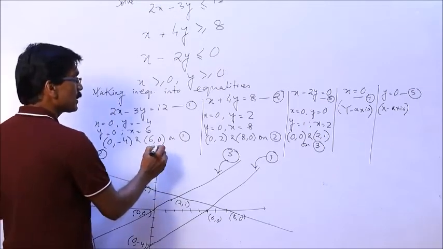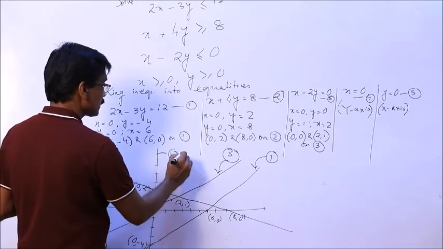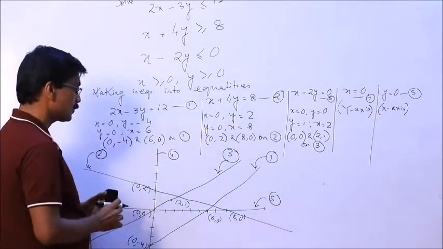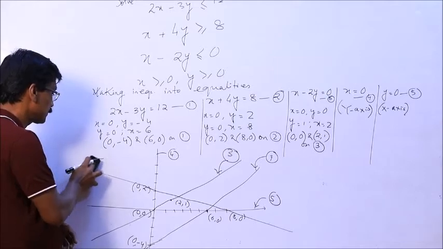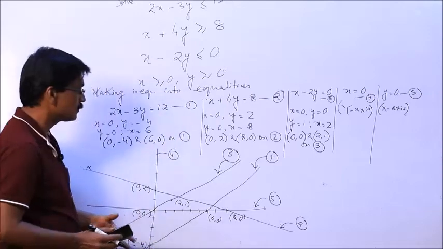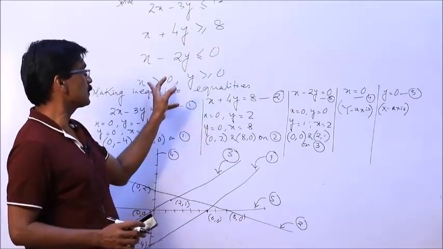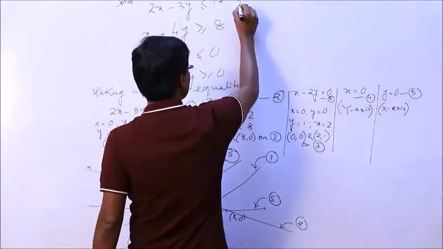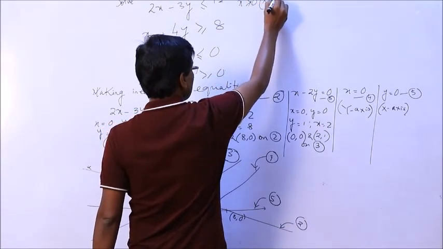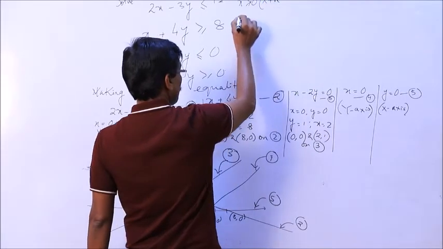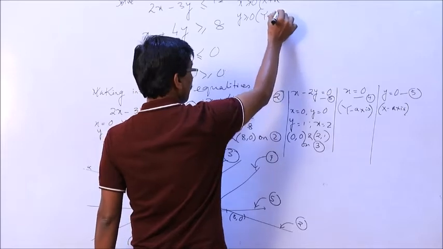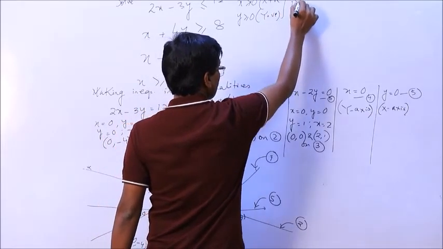Then y axis is equation 4, x axis is equation 5. So, we have 5 equations and we mention accordingly. X positive, y positive: x greater than or equal to 0 means x positive, y greater than or equal to 0 means y positive. So, these two is the first quadrant.